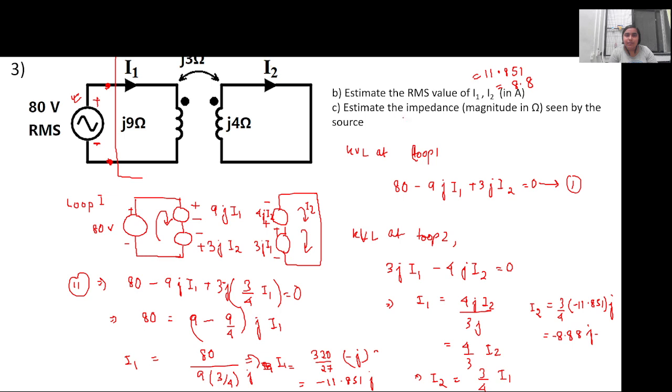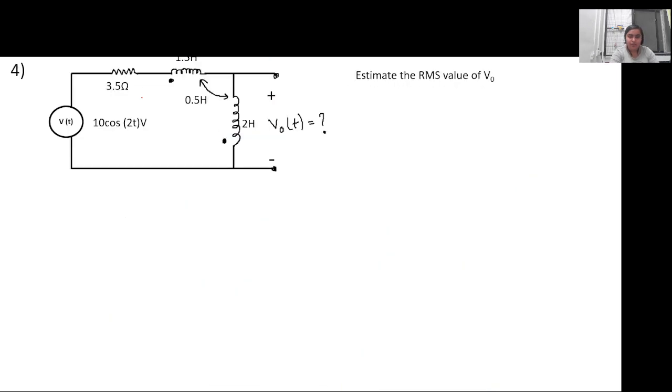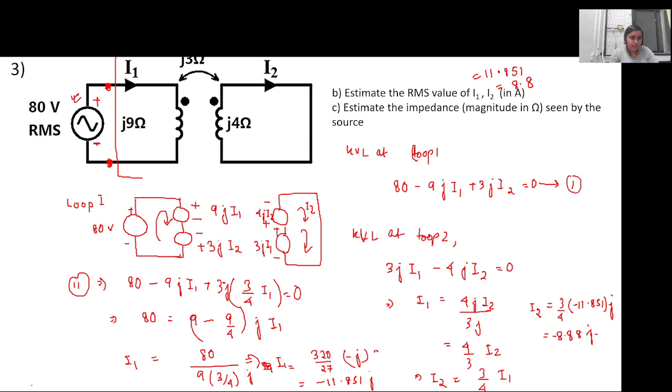Now to estimate the impedance as seen by the source, we have to estimate the impedance across this terminal. So how will you calculate that? Any suggestion? V by I1, 80 by I1. Yes, exactly. Sorry, I'll use a different color.